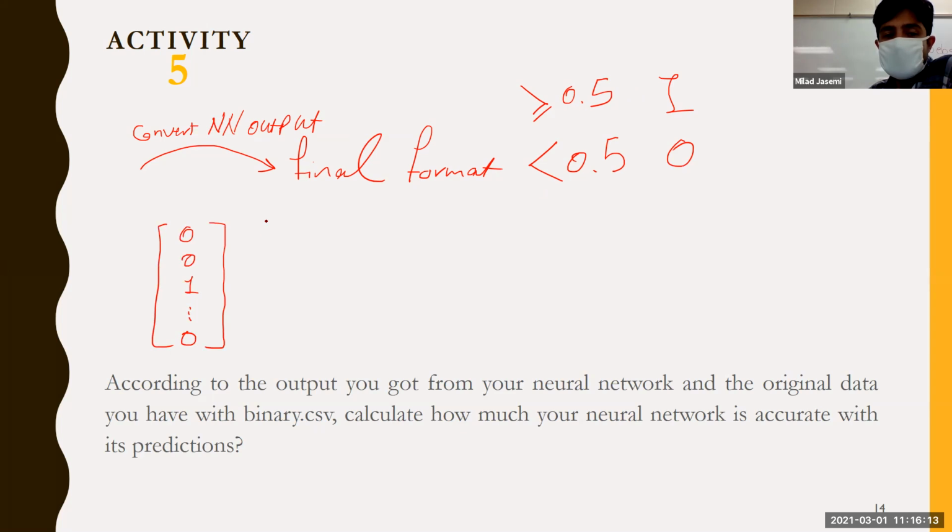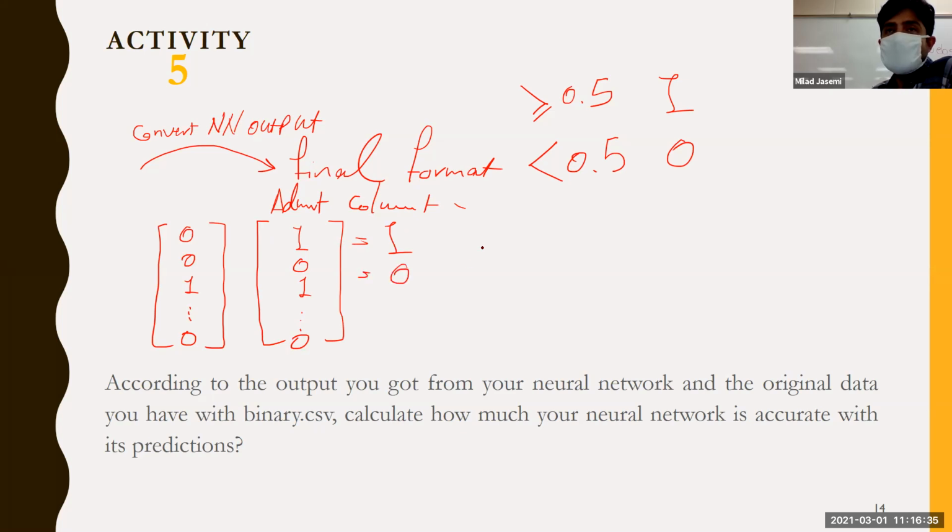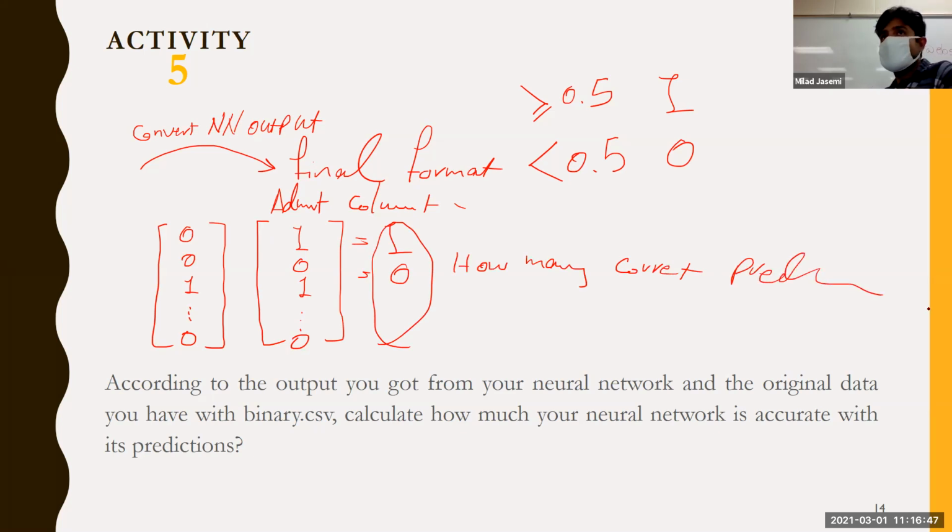And also you need to get the admit column of the training data that you have. For example, it is 0, 1, 1, 0. And after that, check if these two things are equal, count it. Otherwise, don't count it. And finally, get how many correct predictions. Go ahead. It takes time.